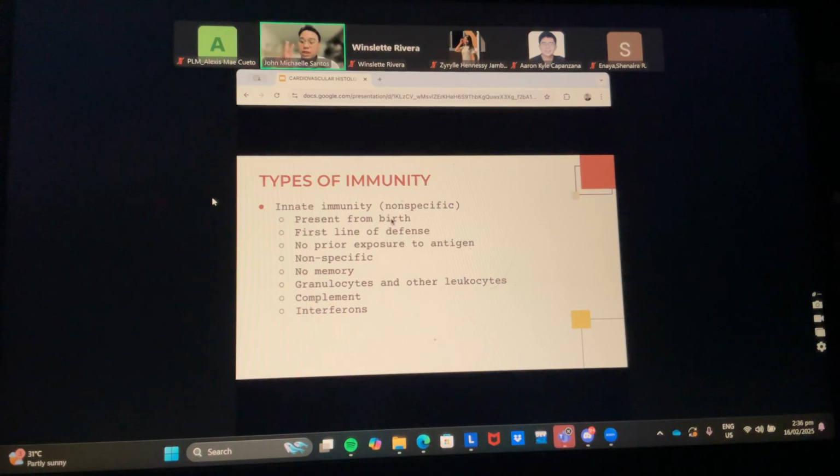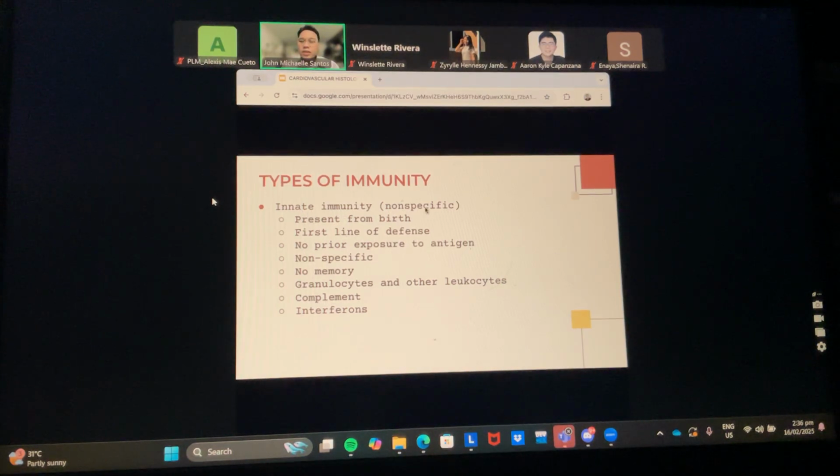So you have two types of immunity, okay? You have your innate and your adaptive. When you say innate system, natal, di ba? Natal since birth. So since birth, meron ka na nito. Okay, so let's go first to your innate immunity.